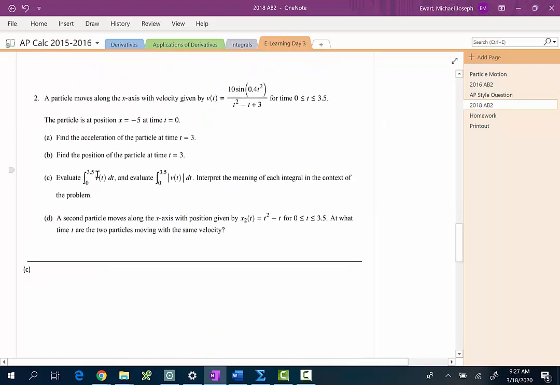c wants us to evaluate both v of t and absolute value of v of t. So, both of them, you would just type into your calculator. It's like a free point, maybe a free 2 points. Right? You just type this into your calculator, then you type it with an absolute value into your calculator.